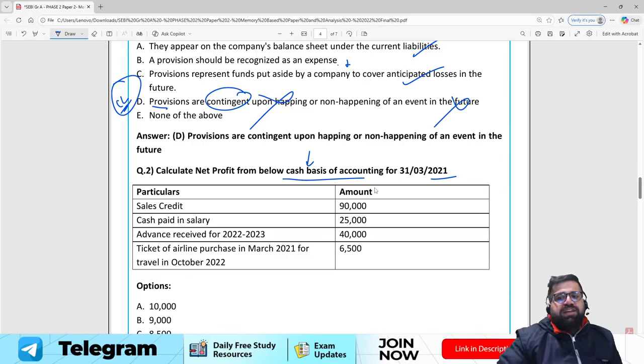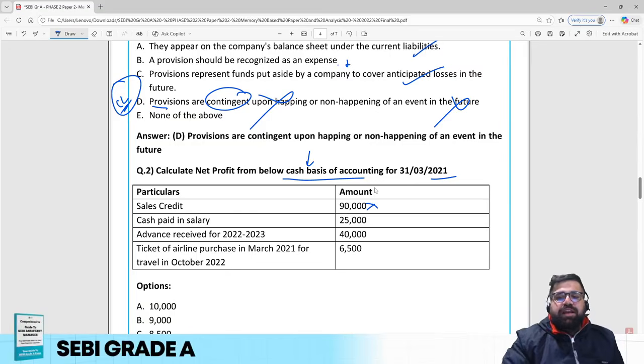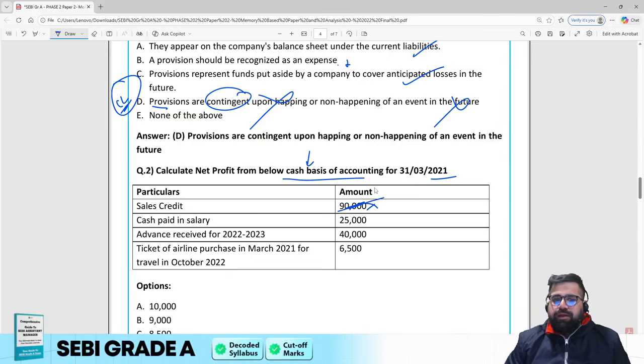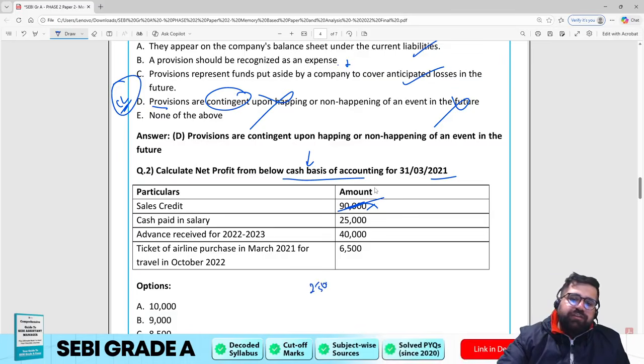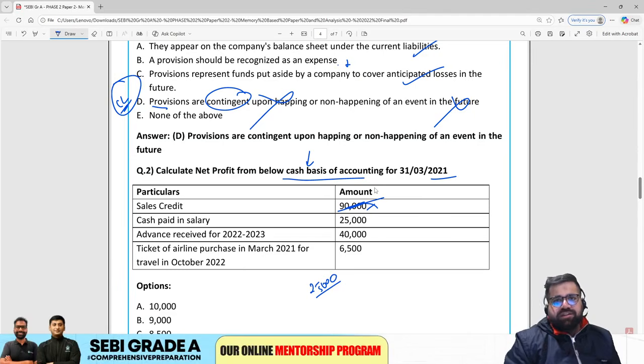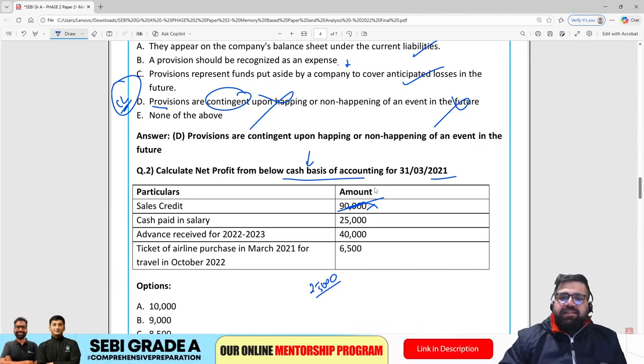No, right? Because cash basis says that you have to record the entry only when the cash is received. In a credit sale, there is no money which you are receiving. So item number 1 will automatically be removed. Cash paid in salary, yes, this is your expense, so minus 25,000, or you can just write 25,000 as a cash outflow. Advance received, yes, you have received an advance of 40,000.